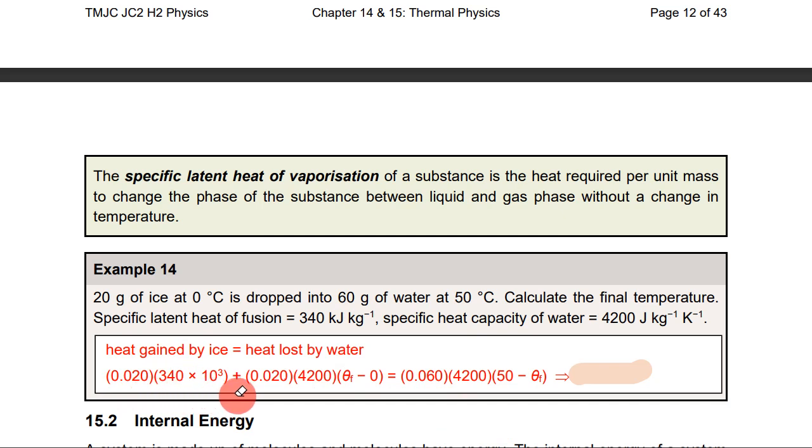So the left hand side is all the heat gained by the ice in two stages, and the right hand side is the heat lost by the warm water. So we work it out and we get the answer: final temperature 17 degrees Celsius.